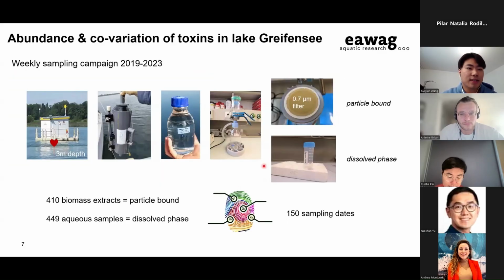So we conducted our sampling work near the monitoring platform from 2019 to 2023 with the help of our colleagues that I showed you in the slide before. We always took samples from the same location in triplicate, and then we did filtration to divide the sample into particle-bound phase, or we can also call it biomass samples, and also the dissolved phase, or you could also call it aqueous or water samples. Through the 5 years we have 150 sampling days in total.